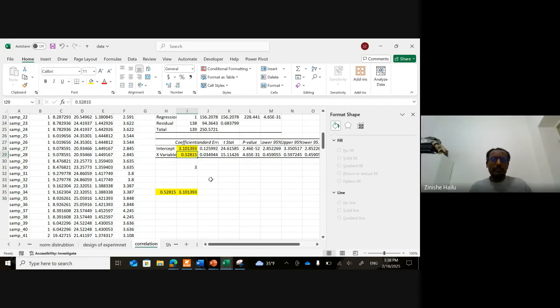So we can use one of the approaches to calculate the relationship, the linear relationship between two variables, one dependent and one independent variable. This is the simple linear regression technique.